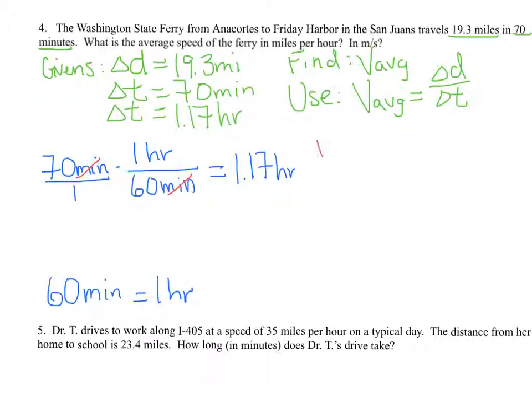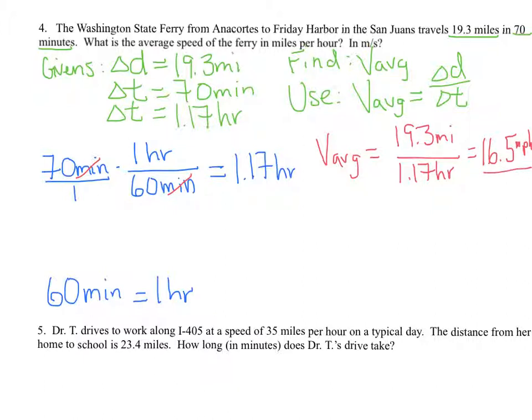All right, now I can go back to my equation, and I'll just use a third color here. So my average velocity equals distance, which is 19.3 miles, divided by time, and now I can use 1.17 hours. If I do that on my calculator, typing in 19.3 divided by 1.17, I end up with about 16.5. I'm running out of room, miles per hour. So that's the first part of my question.